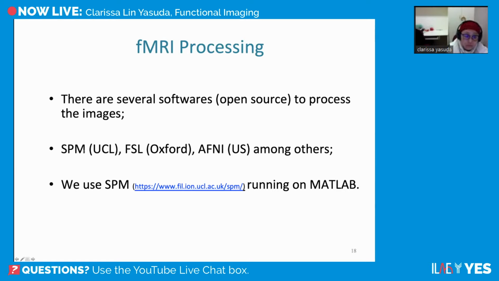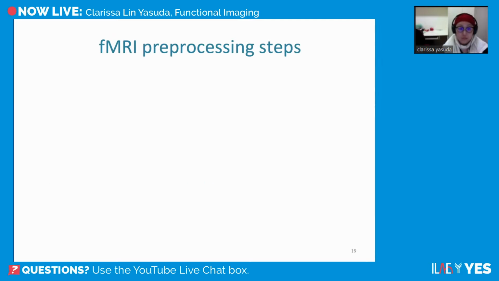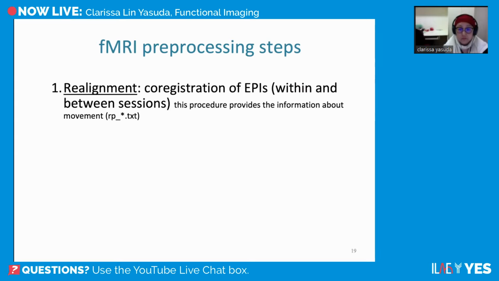This is SPM, Statistical Parametric Mapping, from UCL. You have another from FSL, that's from Oxford. You have an American one, AFNI, and others. Here at Unicamp, we usually use SPM, which runs on a MATLAB platform. I will just outline very briefly, because I don't think it is the goal for us.